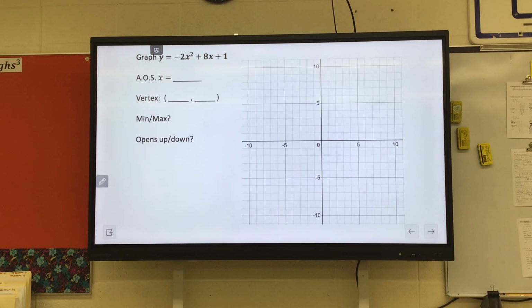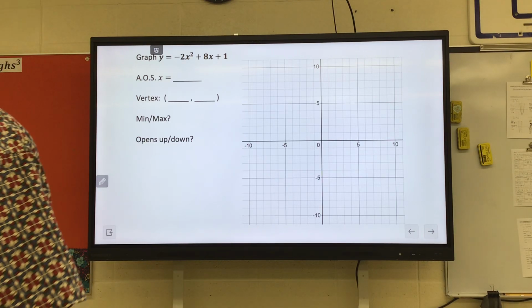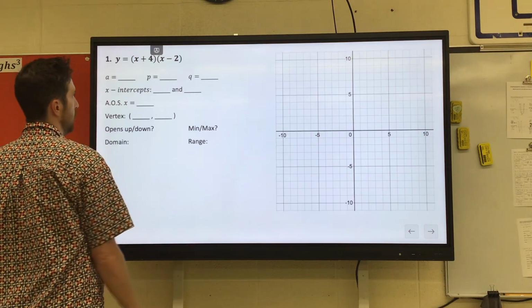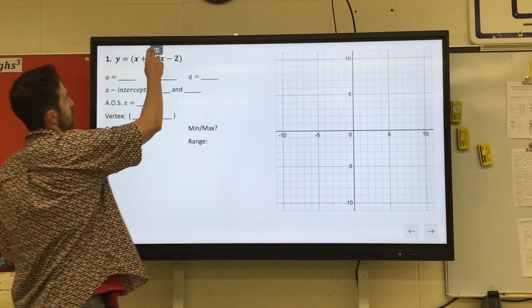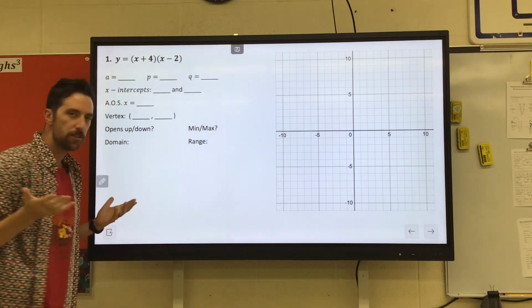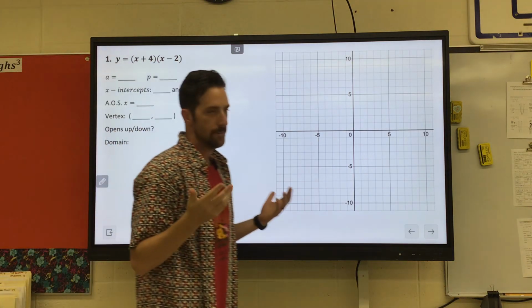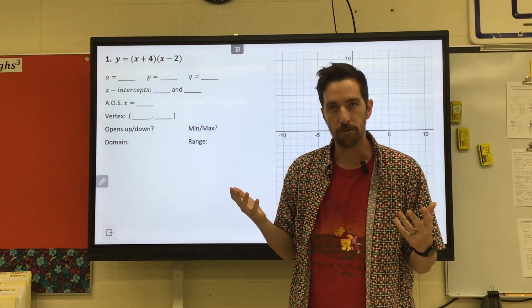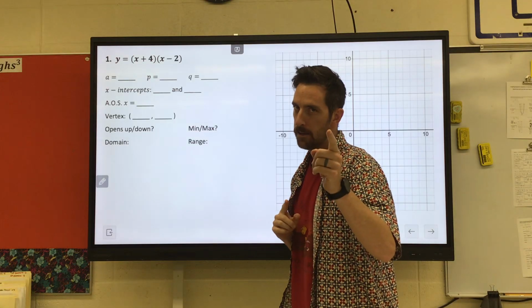Today we're graphing in intercept form. Boy, oh boy, is that fun. Here we go. This is what intercept form looks like. You'll see some parentheses usually, and we're going to graph intercept form using intercepts.